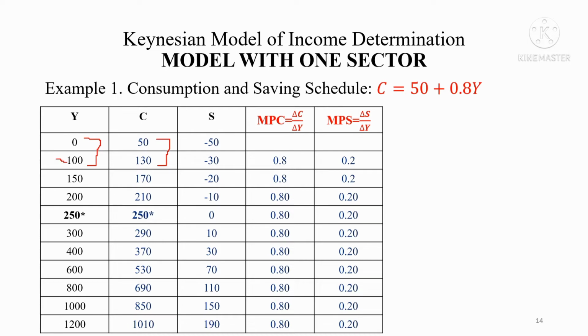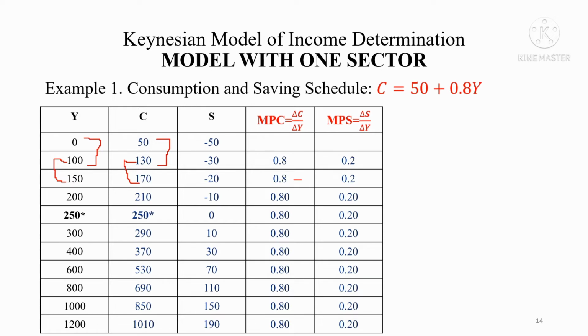How about the MPC, or the change in C, if income increases from 100 to 150? So consumption also increases from 130 to 170. So the change in Y is 50. The change in C is 40. So 40 over 50 is also equal to 0.8.